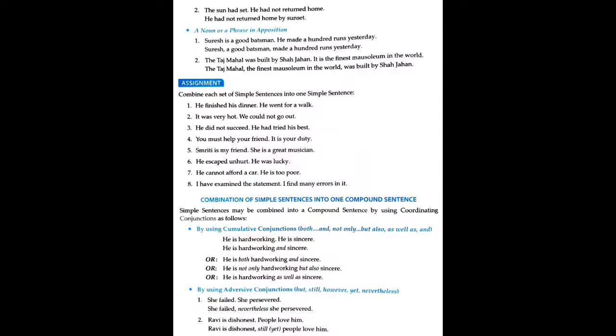So, simple to complex, we have a main clause and then the subordinate clause. And the subordinate clause, we have noun clause, adjective clause, and adverb clause. So, let's do some sentences.